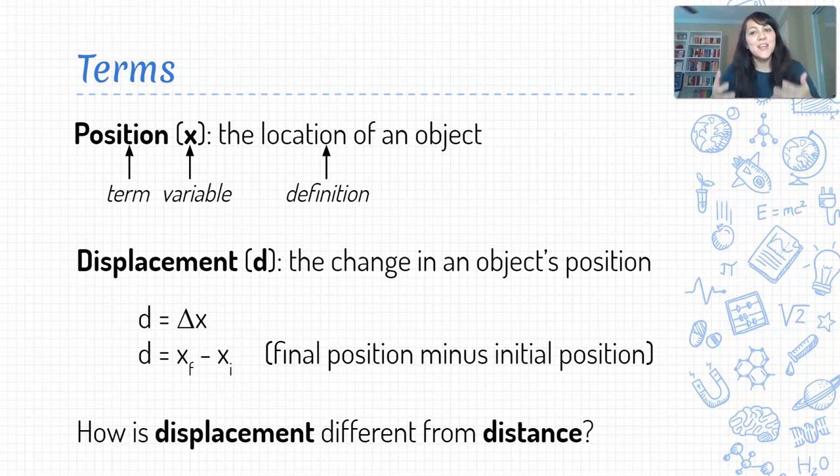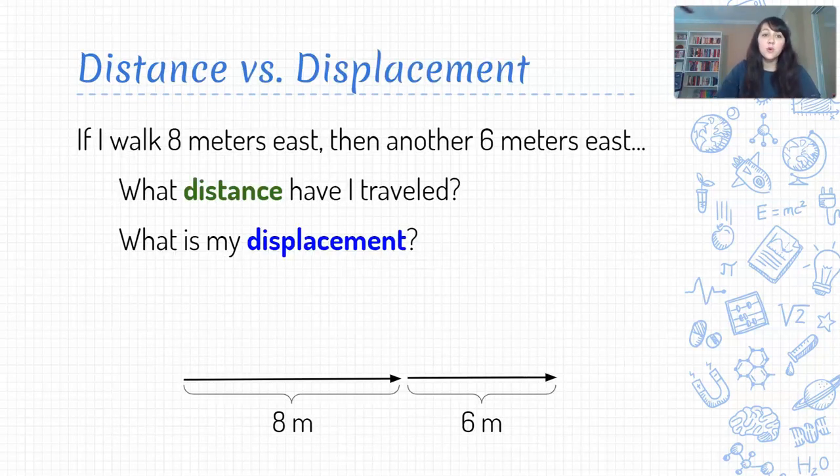All right, so to illustrate some of those differences, let's just dive into a few examples and see if we can really unpack what's going on here, okay? So let's say that I'm feeling very ambitious and actually get out of my seat and walk around, right? So if I go and walk 8 meters east, and then I stop and say hi to my kid, and then go another 6 meters east, first question is, what distance have I traveled?